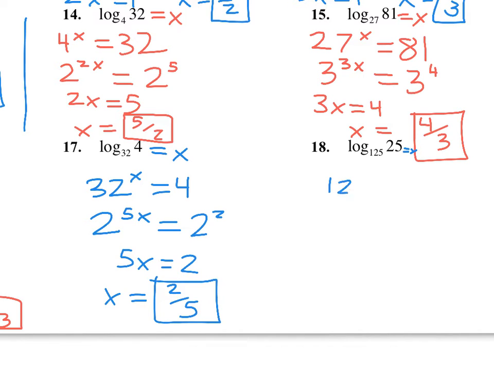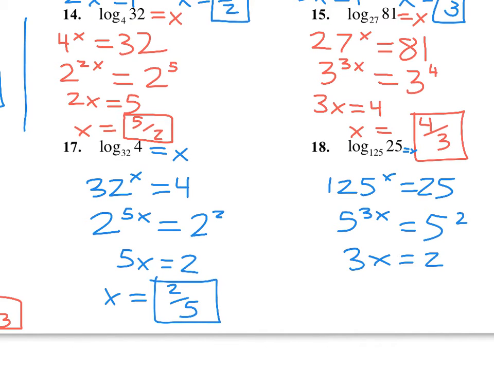Okay, 125 to the power of x equals 25. 125 is 5 to the third, and there's an x in the exponent as well. 5 squared is 25. 3x equals 2, x equals 2/3.